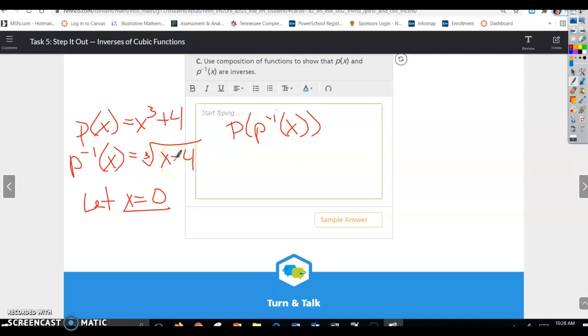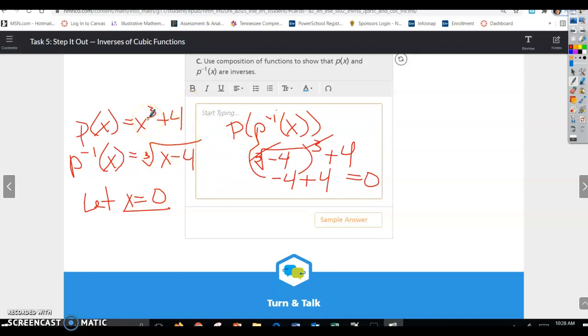All right, so we're going to have 0 minus 4. So we're going to have the cube root of negative 4. And then we're going to take that and we're going to cube it. And then we're going to add 4. So the cube root cancels that and leaves negative 4 plus 4, which is 0. So we plugged it into this function first, p inverse of x, and then we plugged it into this one.